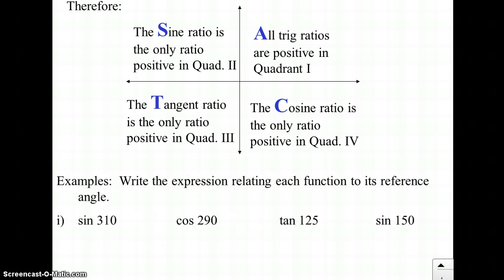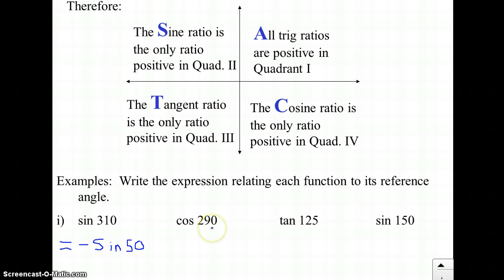Having seen that, let's write each expression relating the function to its reference angle. So a 310 degree angle is in quadrant 4, we know that. The reference angle of 310 degrees should be 50. And in quadrant 4, the only ratio that's positive is cosine, so sine would be negative. So therefore, sine of 310 is the same as negative sine 50. Reference angle of 310 is 50, and in quadrant 4, sine is negative.